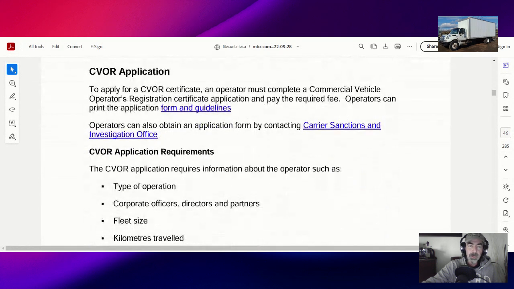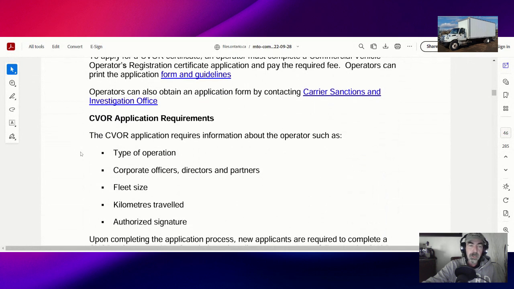CVOR application. To apply for a CVOR certificate, an operator must complete a commercial vehicle operator's registration certificate application and pay the required fee. Operators can print the application form and guidelines at this link. Operators can also obtain an application form by contacting Carrier Sanctions and Investigation Office.